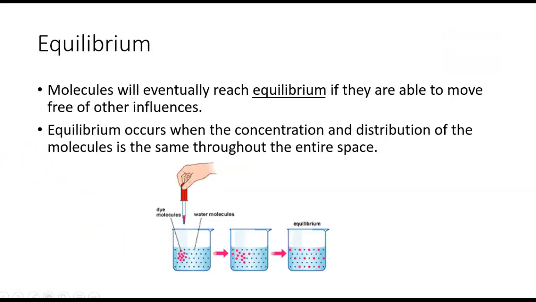Molecules will eventually reach this state called equilibrium if they're able to move about free of other influences. Equilibrium occurs when the concentration and distribution of the molecules is the same throughout the entire space. Here you can see the demonstration I just talked about. You take some food coloring or dye molecules and place a drop into the water molecules. They're going to disperse throughout those water molecules until they reach equilibrium, moving from an area of high concentration to an area of low concentration.